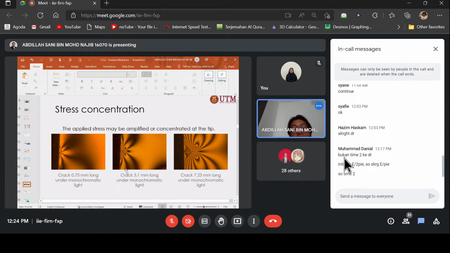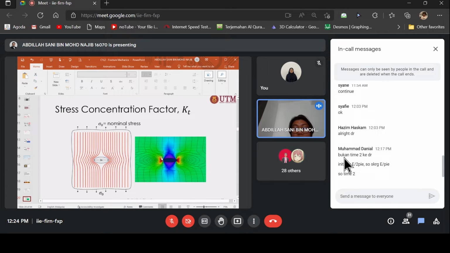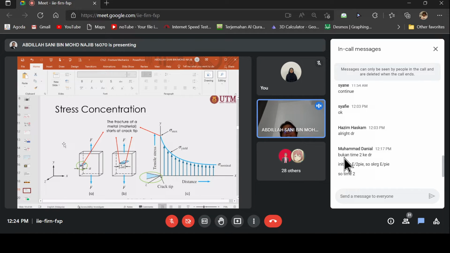So when you do simulation, it looks like this. So it is concentrated in this area, right? How much? To visualize that, for example, there are maybe two situations. In one, maybe the crack is at the edge, and one is at the center.